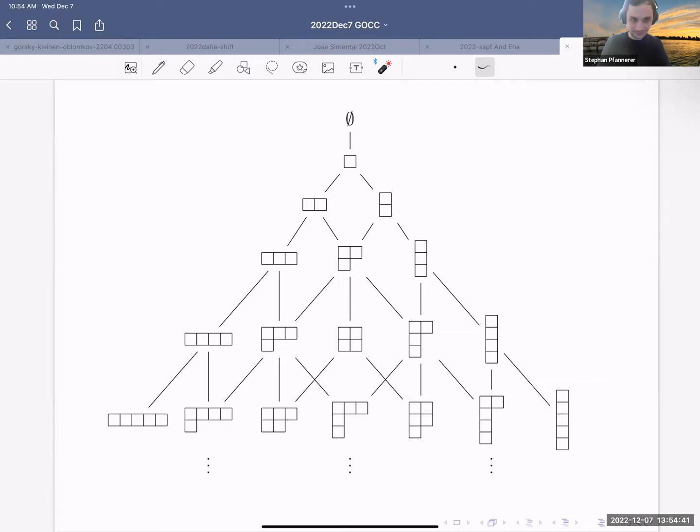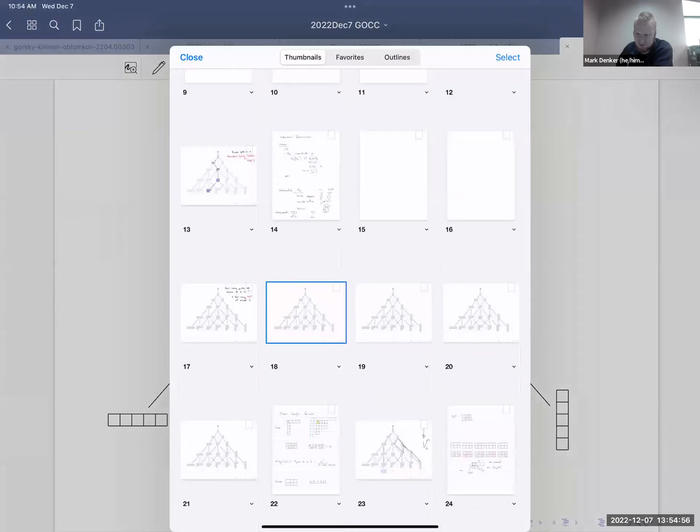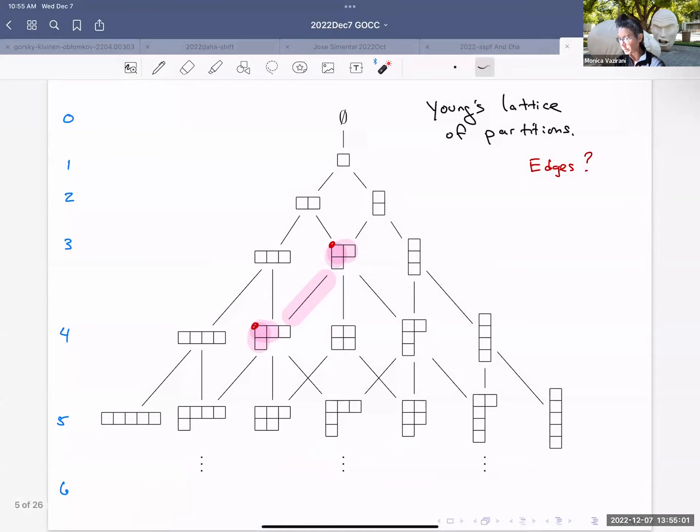I had one question that came up early on in some of the motivation for Young's lattice. So we put a relation between two partitions if we can fit one inside the other. But often we can fit one inside the other in a lot of different ways. So I was wondering if you could create a weighted relation between two partitions.